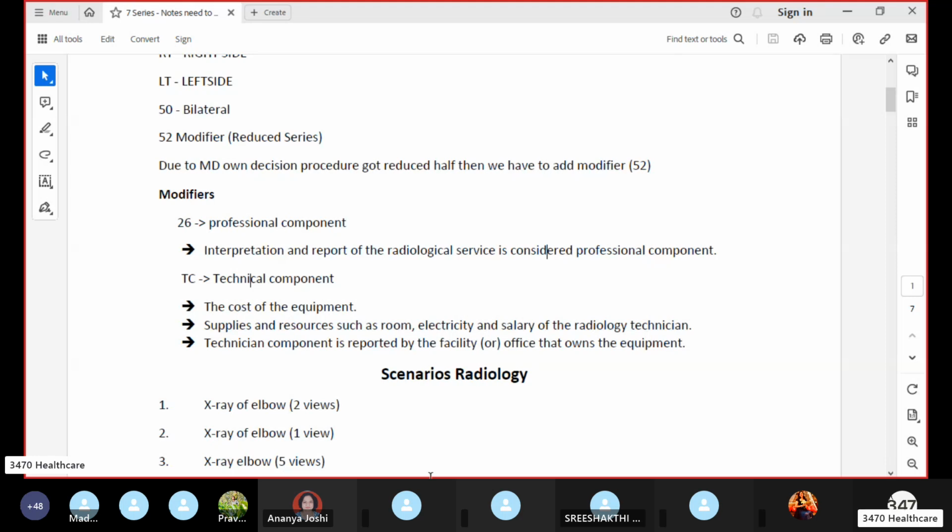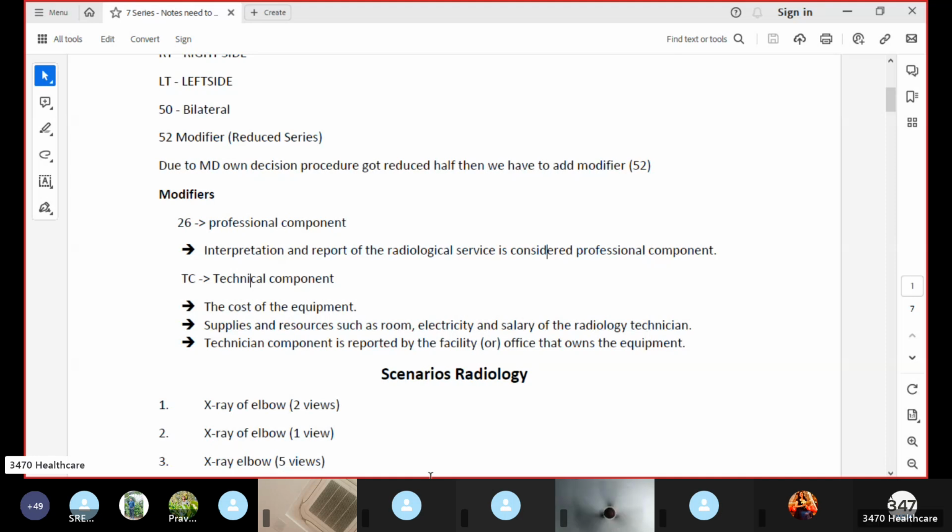So the provider gave only interpretation. He is not the owner of the equipment, correct? So the provider gave only interpretation, and only interpretation means you need to add 26. The provider gave interpretation and is not the owner of the equipment, then 26.